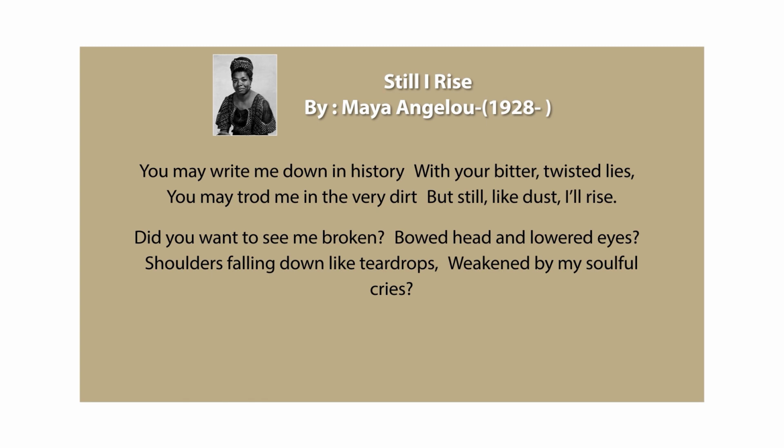And look at the way she addresses. This is what we talk about finding a voice. She is writing in the first person. She's speaking to the audience, to the reader, in that very direct, confrontational way. She says, "Did you want to see me broken? Bowed head and lowered eyes," because that's how a slave is meant to be. That's what she's asking. "Shoulders falling down like teardrops, weakened by my soulful cries." Look at that phrase, shoulders falling down like teardrops. Look at the image that they evoke. And then you'll understand what I was talking about, how language is symbolic, metaphoric, and also condensed.